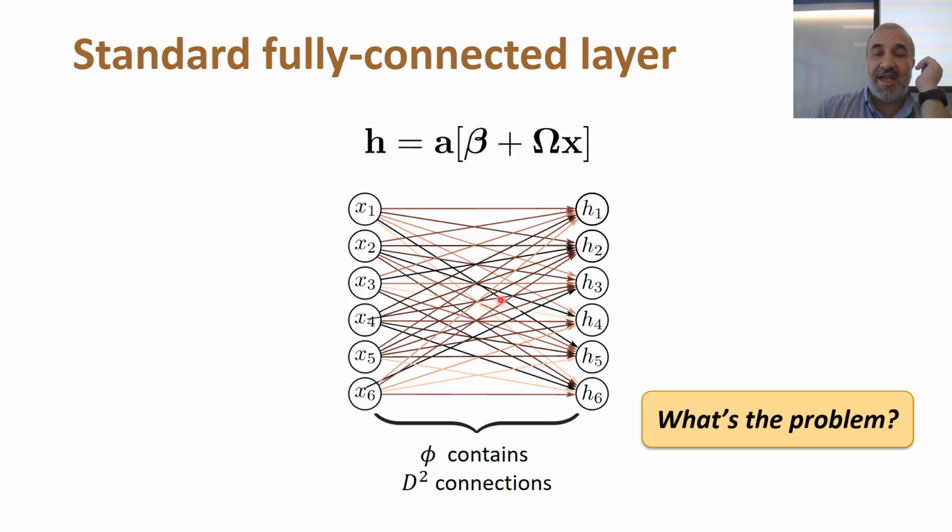Oh, 36 connections. Yes, of course, because we have 6 inputs and 6 hidden units. So if we have d inputs here, then it will be d squared. Right? Now, let's assume that we have just 10 words.